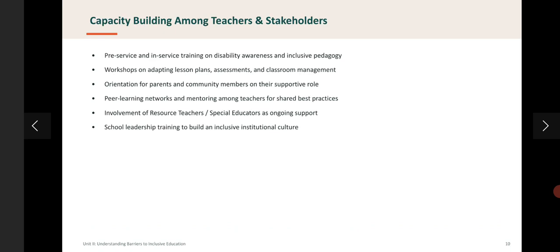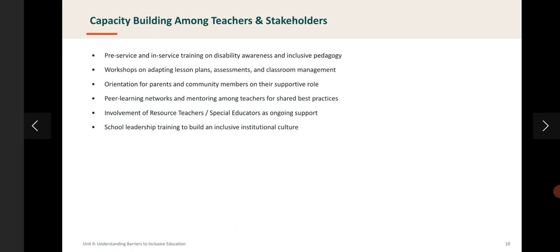Capacity building among teachers and stakeholders. What is the capacity that needs to be built among teachers and stakeholders? Can you think for a minute about it? Pre-service and in-service training on disability awareness and inclusive pedagogy. What is pre-service and in-service?